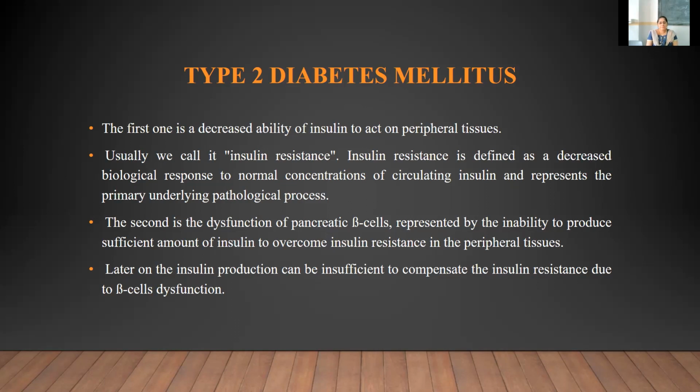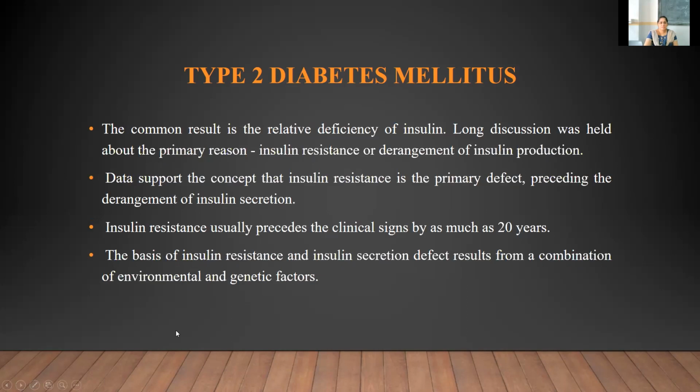Later on, the insulin production can be insufficient to compensate for the insulin resistance due to beta cell dysfunction. Your beta cell itself has become dysfunctional, so it is not able to produce insulin. Whatever insulin is produced also, the body is resistant to it, so the body is not responding. This can lead to hyperglycemia. This is the classic reason for type 2 diabetes mellitus. So the common result is the relative deficiency of insulin.